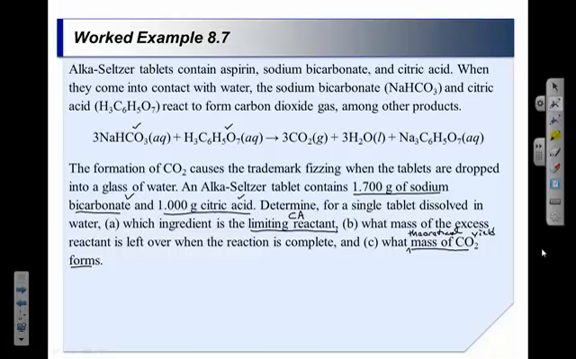So if we want to know that, we can say how many grams of CO2 could we make from the 1 gram of citric acid, and also how many grams of CO2 could I make from the 1.700 grams of sodium bicarbonate. So I'll just call that carb. I need to do 2 conversions, because at this point I'm not totally sure which is the limiting reagent yet. One of these calculations will give me an amount of CO2 that is less than the other calculation. That is the maximum amount of CO2 that I can make because it's coming from the limiting reactant.